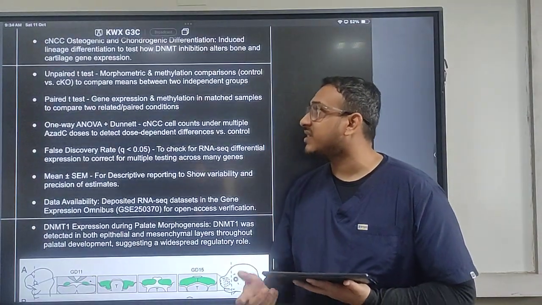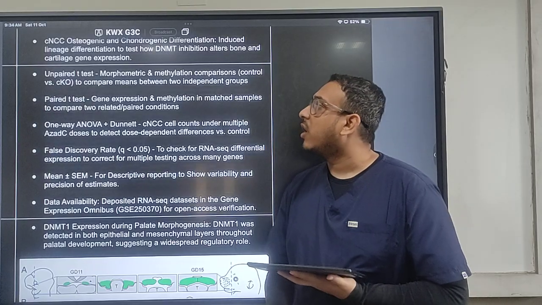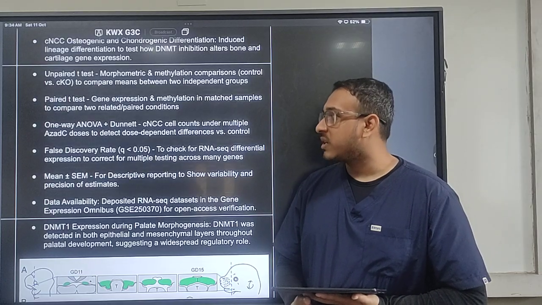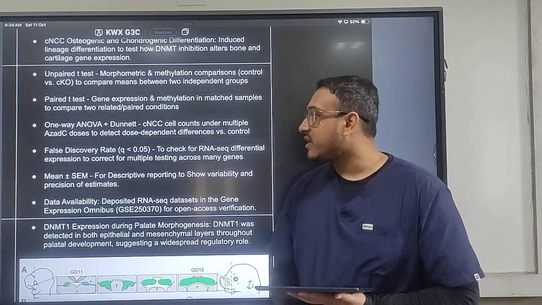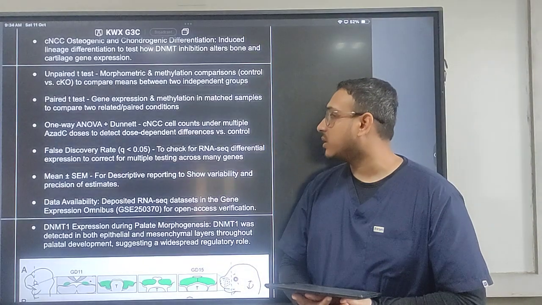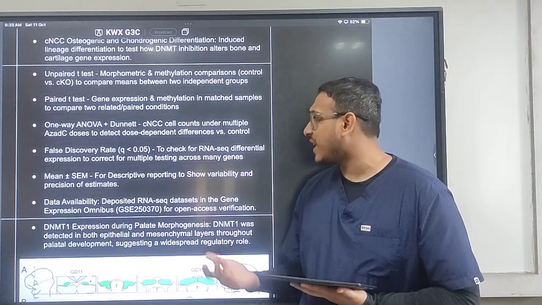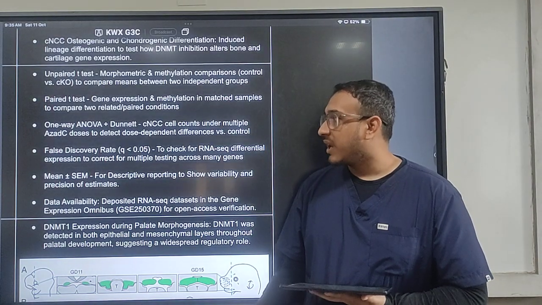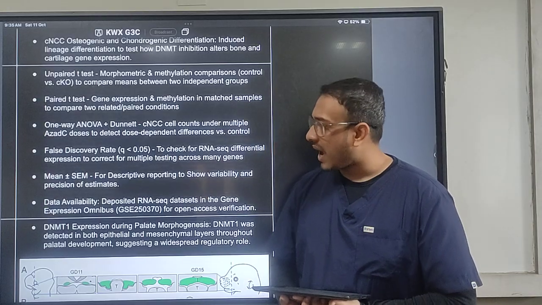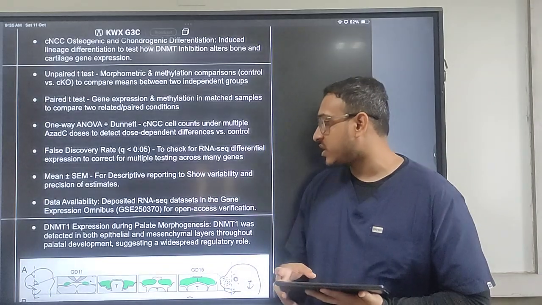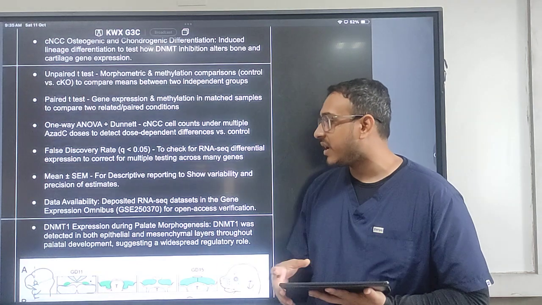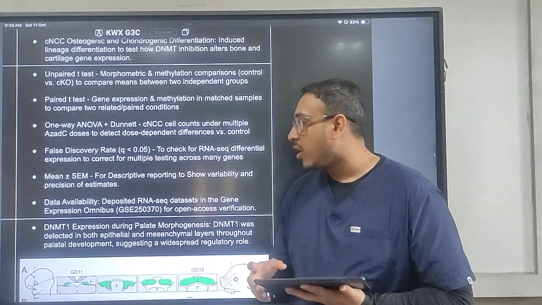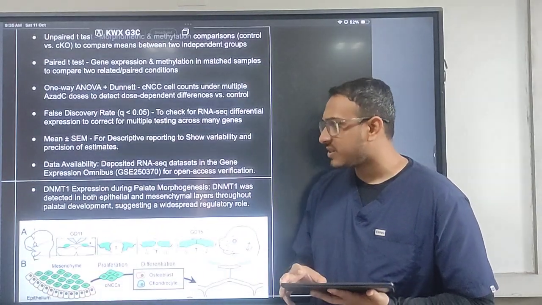For the statistical analysis they did here, unpaired t-test, paired t-test, one-way ANOVA plus Dunnett, and false discovery rate. They did this to check for RNA sequence differential expression and to correct for multiple testing across many genes. They reported the mean plus SEM, and for data availability, they mentioned they deposited RNA sequence data sets in the Gene Expression Omnibus for open access.